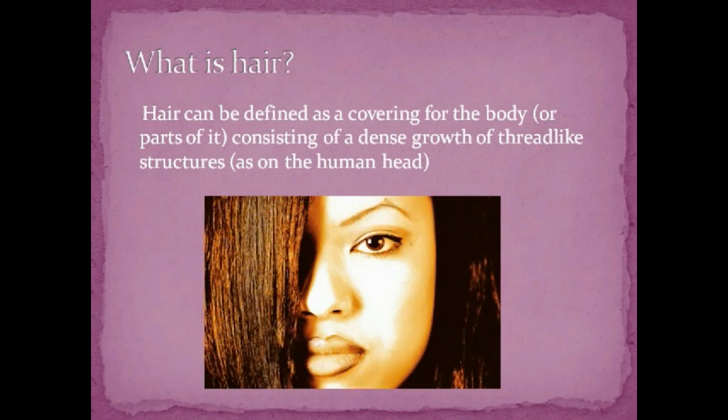What is hair? Hair can be defined as a covering for the body or parts of it, consisting of a dense growth of thread-like structures as on the human head.